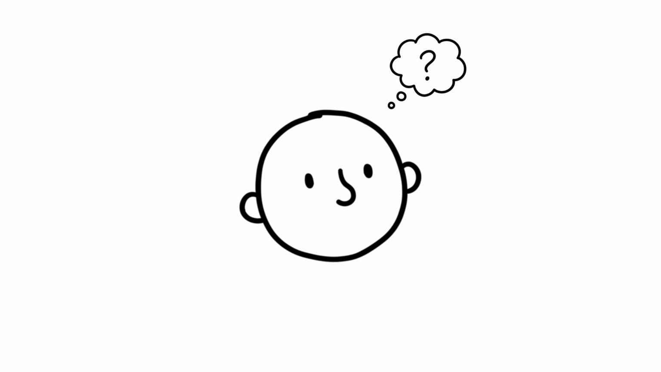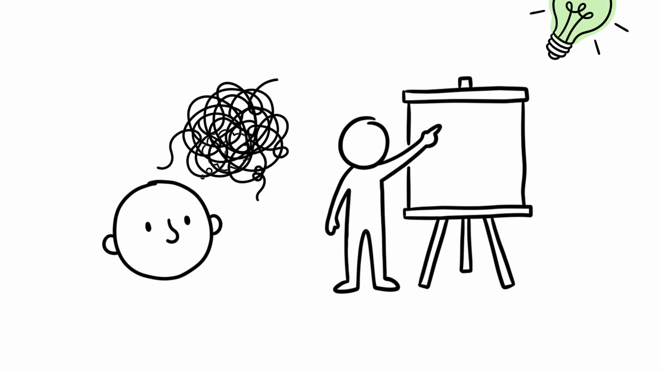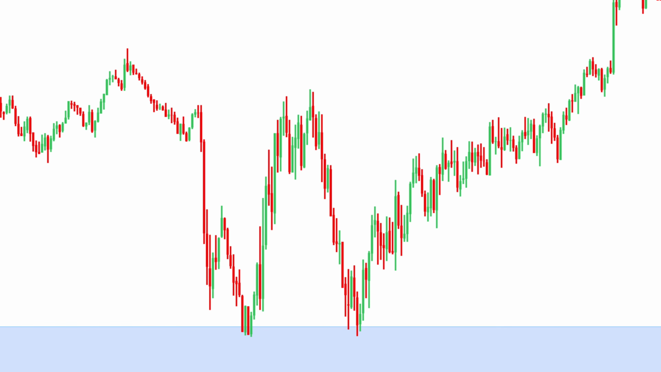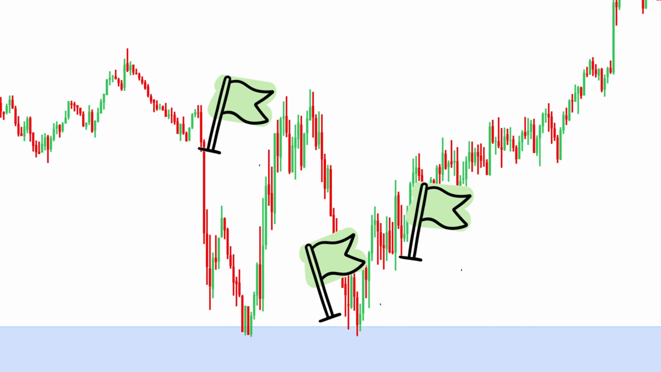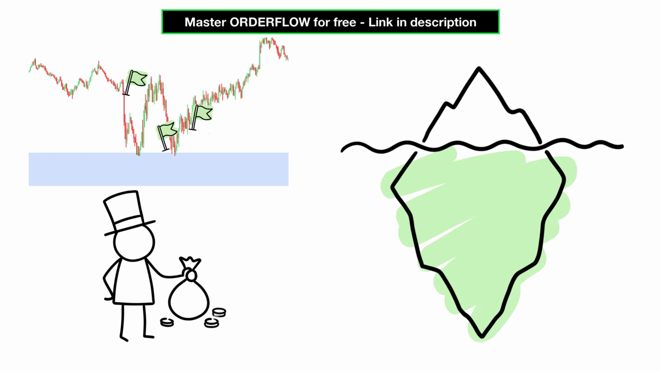Now, I know what you're thinking. This sounds complicated, but it's not. I'm going to explain the whole thing in simple terms in a few minutes. By the end of this video, you'll understand the 3 signals professional futures traders actually watch. The same signals that separate the people who consistently win from the 90% who keep losing.